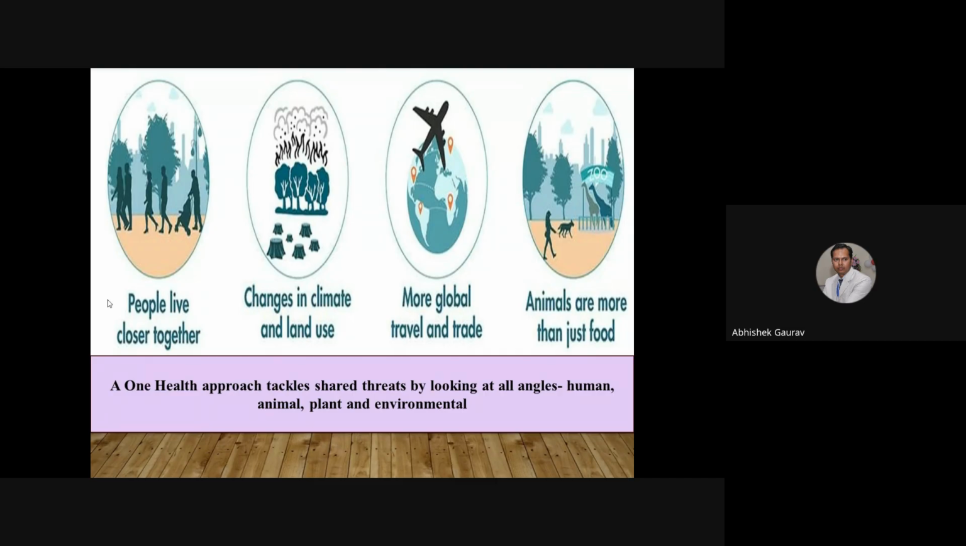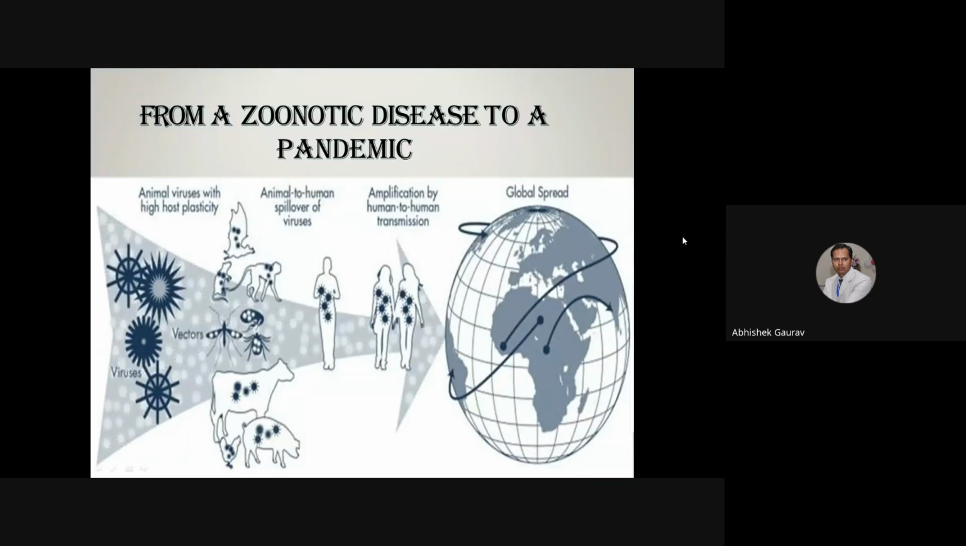And last is, animals are more than just food. It means that we are eating everything. The people in Africa are eating raw bats. We are eating bats, we are eating monkeys. So Ebola is coming up, Zika is coming up. Many diseases which are transmitted from the bats are now emerging because we are consuming everything, and that too in the raw form, not because of cooking and all these things.